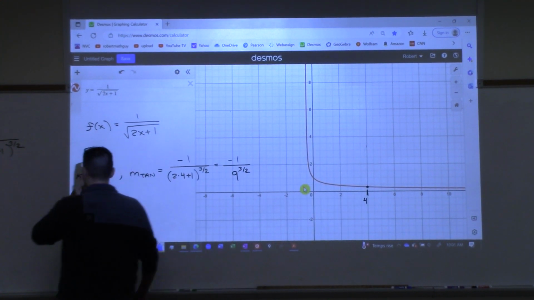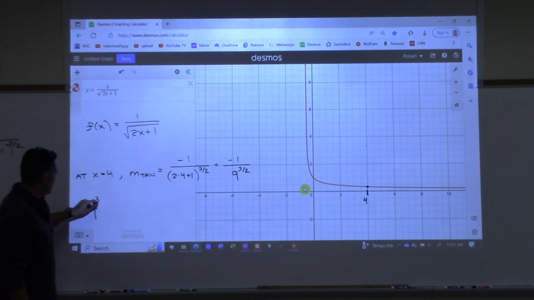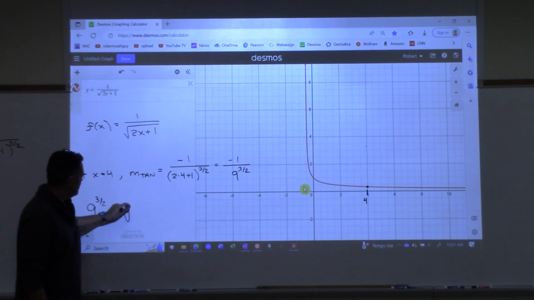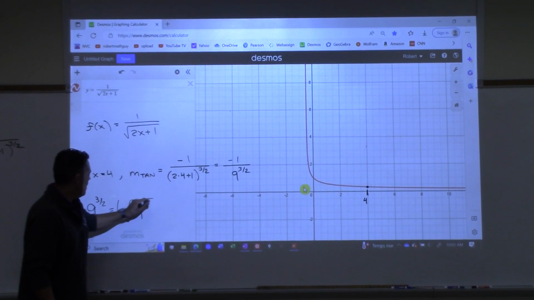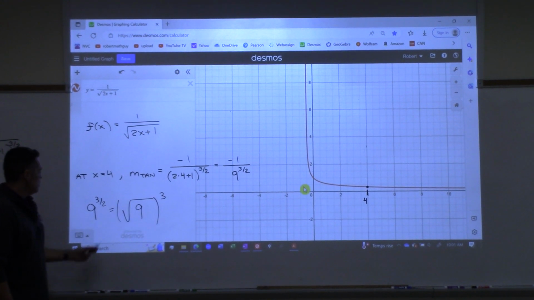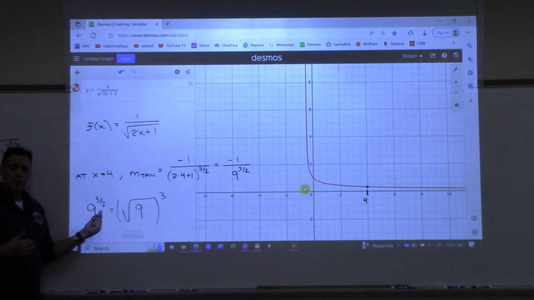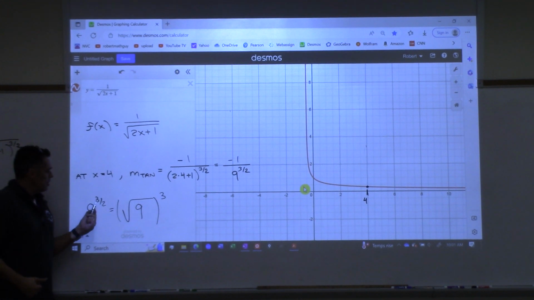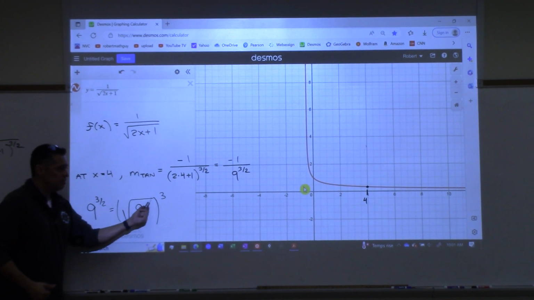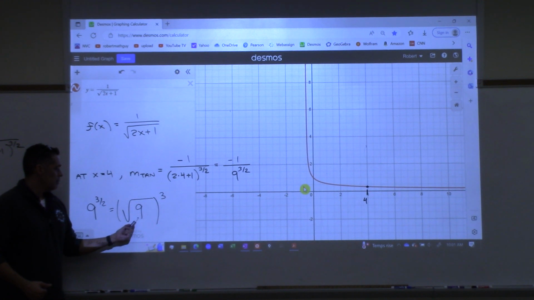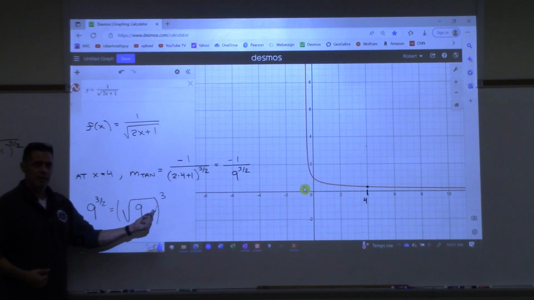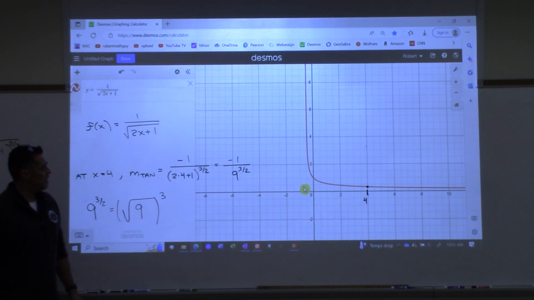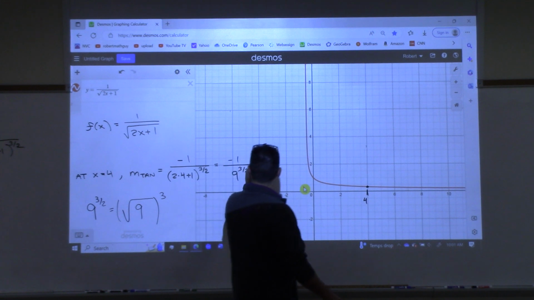All right, let's talk about 9 to the 3 halves. 9 to the 3 halves is the same as taking the square root of 9 and then cubing the answer. So whatever the number is down here, the denominator, is the root you're taking, and whatever the number is up here is the power you're going to put it to. Y'all see that? So you're taking 9, you're taking the square root. What's the square root of 9? 3, and then cubed. 3 times 3 times 3? 27. So this is going to be -1 over 27.